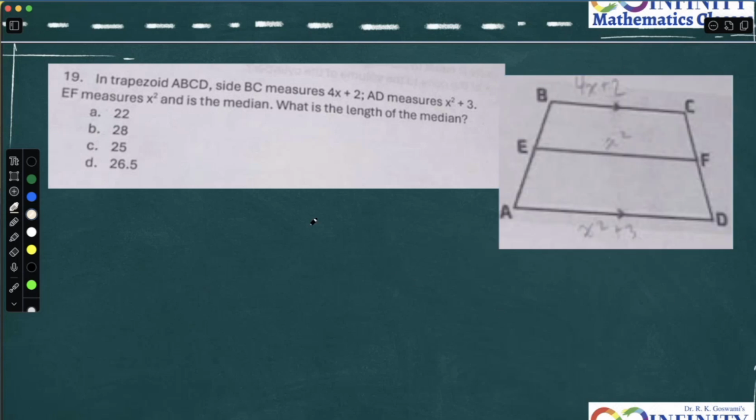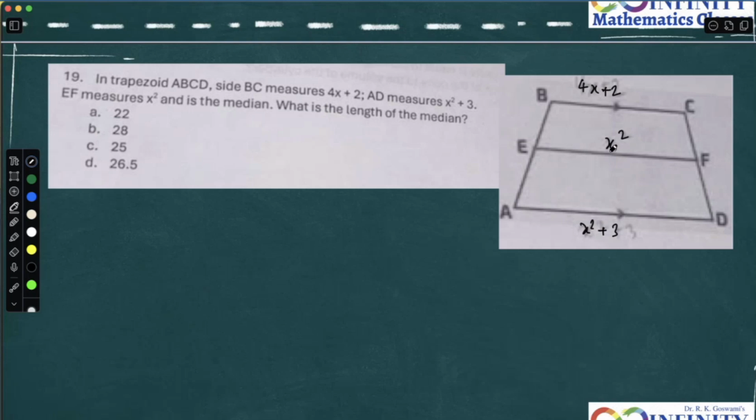In trapezoid ABCD, side BC is given as 4x plus 2. AD is x square plus 3. EF is x square.